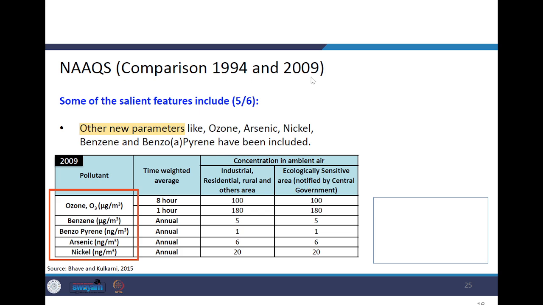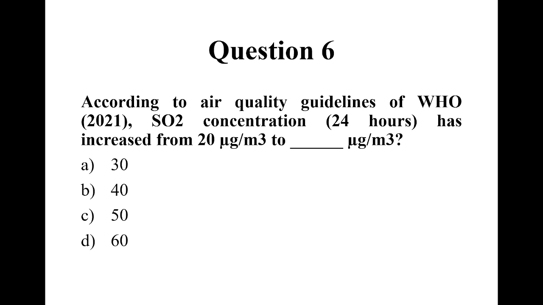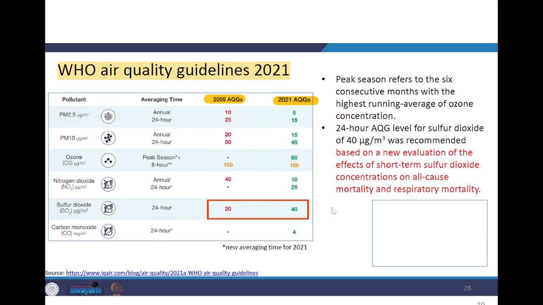Then, according to the air quality guidelines of WHO 2021, the sulfate concentration has increased from 20 micrograms per meter cube. Earlier they kept 20 as the maximum limit. Then they increased it in the WHO guidelines, not Indian guidelines. So the value is 40. See here, from 2005 to 2021, air quality guidelines, they have changed from 20 to 40. So they increased the standard. Some pollutants they have reduced. See, particulate matter and all, 10 to 5, they have reduced. But sulfur dioxide they have increased based on the health impacts.